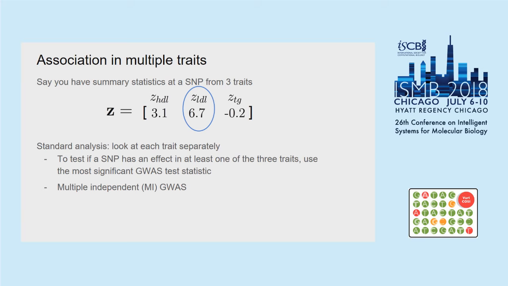Another thing I'd like to mention now is that when you do this kind of association testing in multiple traits, you have to do a multiple testing correction in order to control your false positive rate, because you're giving every SNP multiple chances to meet a significance threshold without this correction.